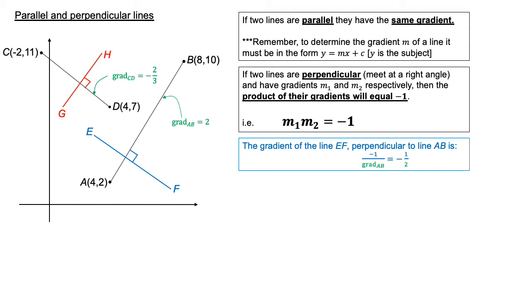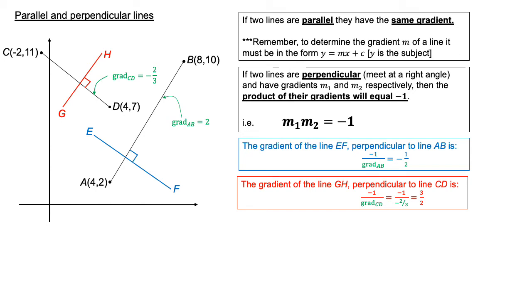So in this case, again, if I want to work out the gradient of a line perpendicular to CD, in this case here is HG, but it could be anywhere along that line as long as it's at a right angle to it, then again, I divide my gradient into -1. So I've got -1 divided by -2/3, and if I divide by a fraction, it's the same as multiplying by its reciprocal. The reciprocal of 2/3 is 3/2, and clearly because I'm timesing by 1, it stays the same. You can see that we've got a minus divided by a minus, which gives us a plus. So the perpendicular gradient to CD is 3/2.